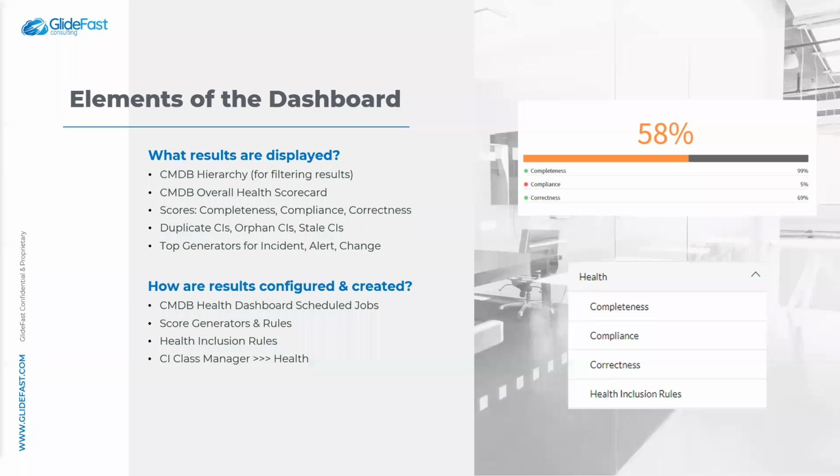So it's showing up orange, and I think out of box parameters, I don't know what they are off the top of my head. I'll show those to you, but you can basically set red, orange, green, and yellow, these different colors corresponding to the health of your CMDB. And I don't know if people will actually get in there and mess with that, but I'll show you that as well. And the CI class manager, there's a tab in there called health, which you can see completeness, compliance, correctness, and health inclusion rules.